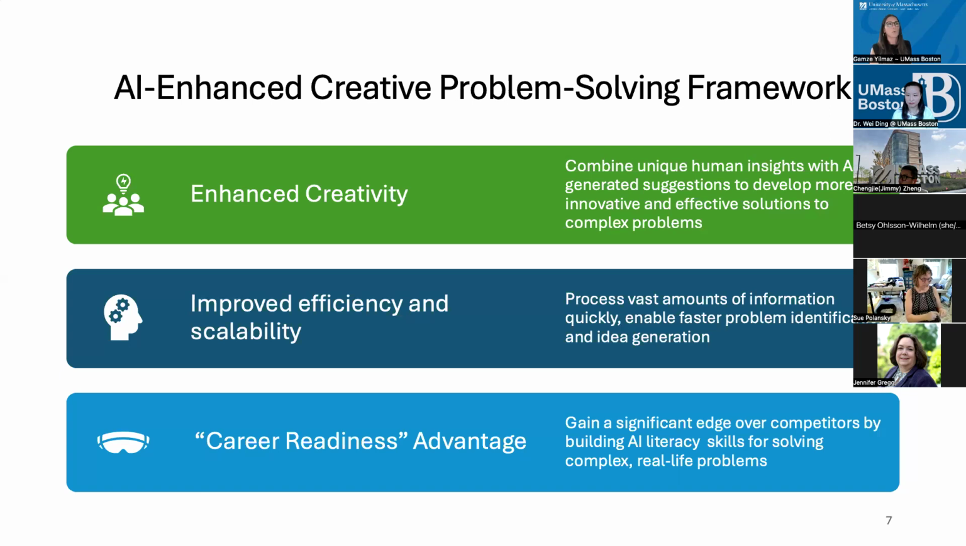And let's talk a little bit about why we should use AI or work with AI to creatively solve a problem. First of all, AI can help us enhance our creativity. We can combine human insights with AI-generated solutions to come up with more innovative solutions for complex problems. It also allows us to improve efficiency and scalability, especially in terms of processing data, defining problems, and generating ideas. And finally, as I mentioned before, it really helps you gain competitive advantage compared to others to build AI literacy skills so that you can address real life problems.